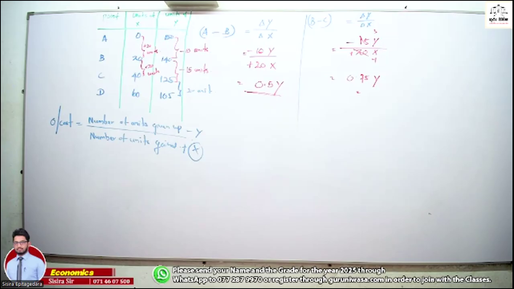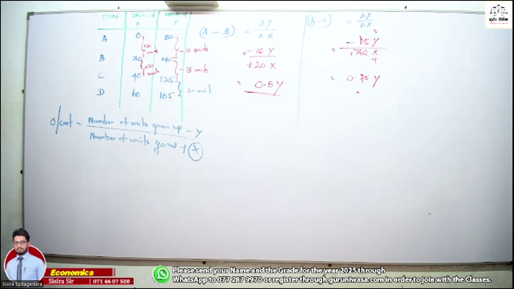I have calculated from A to B, and B to C as well. You need to calculate opportunity cost when moving from C to D, from D to E and E to F. 3 more points. Yeah, 1.7. Yeah, good.